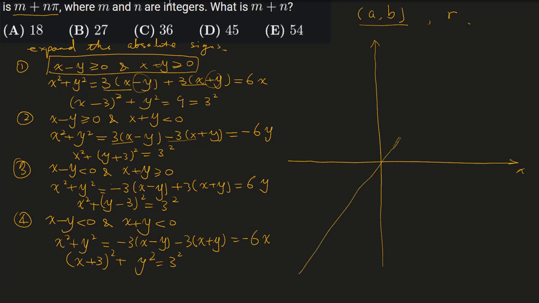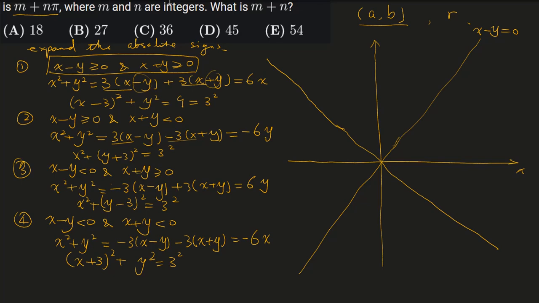So this is one line, and this is x minus y equals 0. And the other line is x plus y equals 0. So that should look like this. It also passes the origin, going from the bottom right to the upper left.